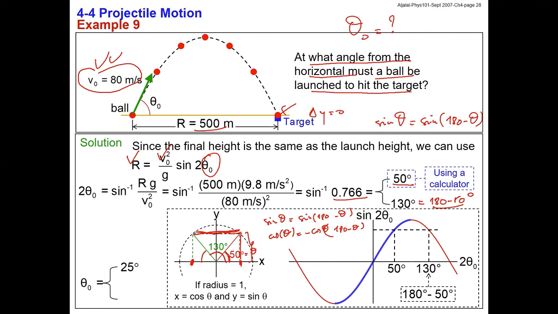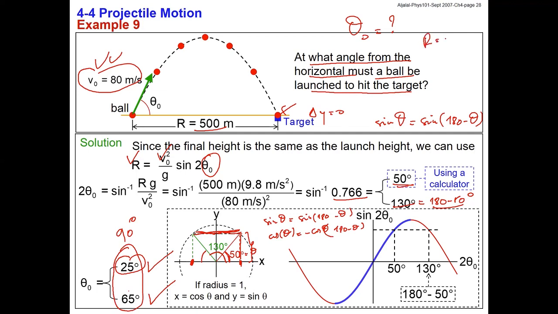So these two angles are just half of 50 and half of 130, and it just will give you 25 degrees and 65 degrees. And you see, when I add them, they give me 90 degrees. They are complementary angles. The sum of these two angles will give you 90 degrees. So for each range, you will have two angles, an angle larger than 45 degrees and an angle smaller than 45 degrees, that will give you the same range.